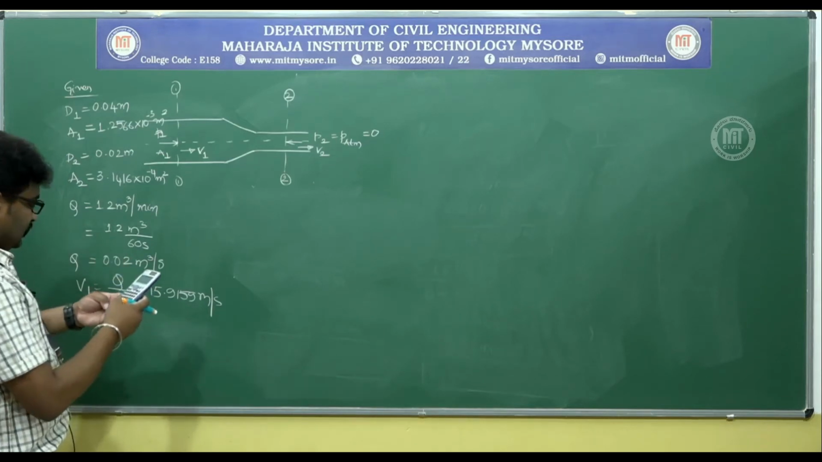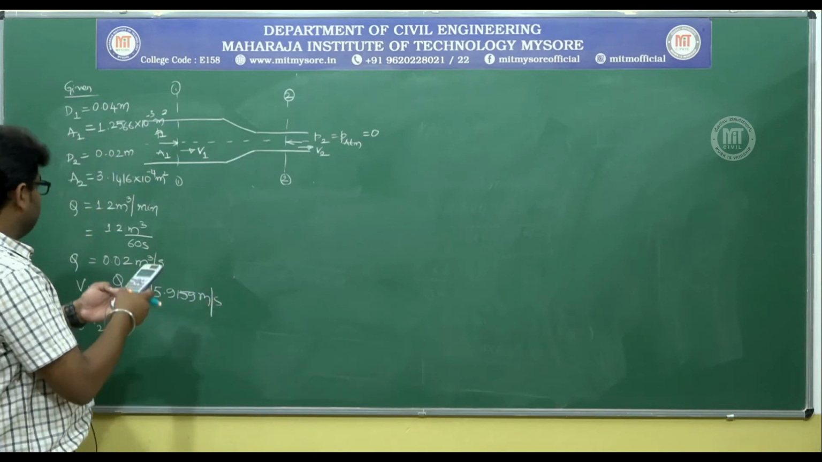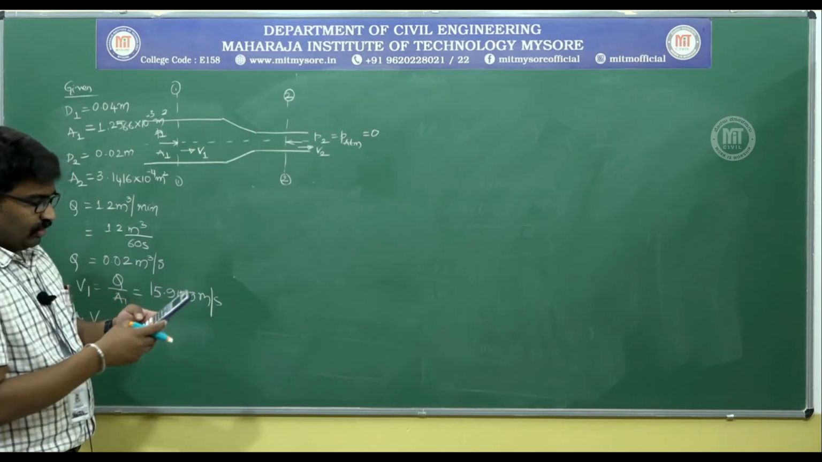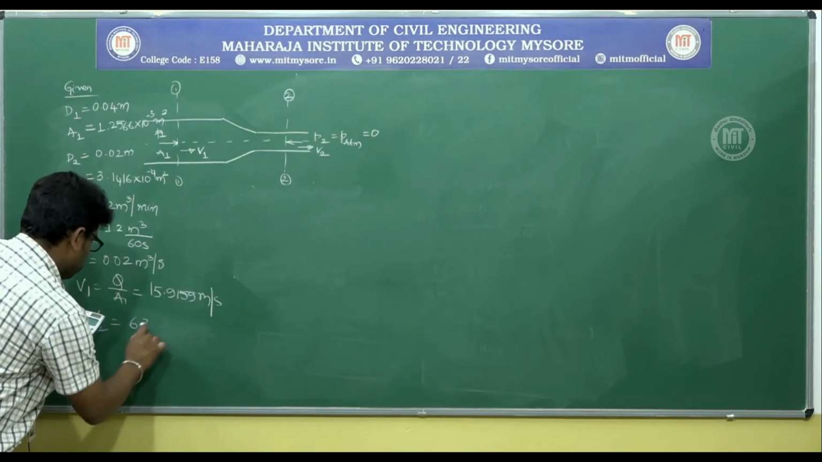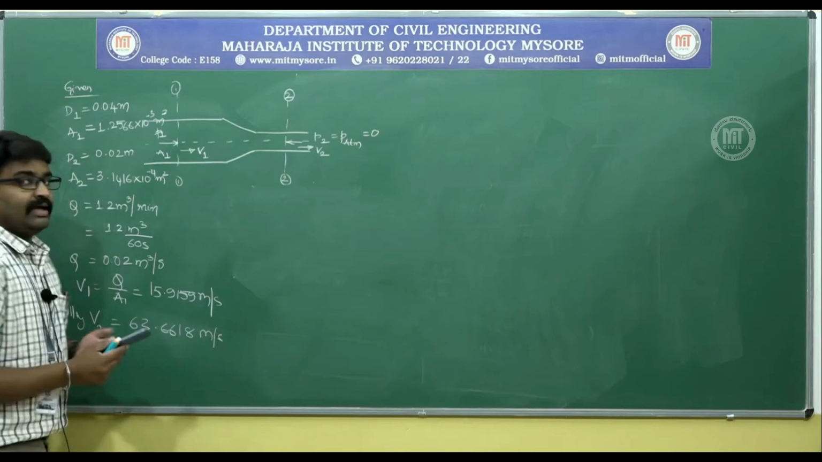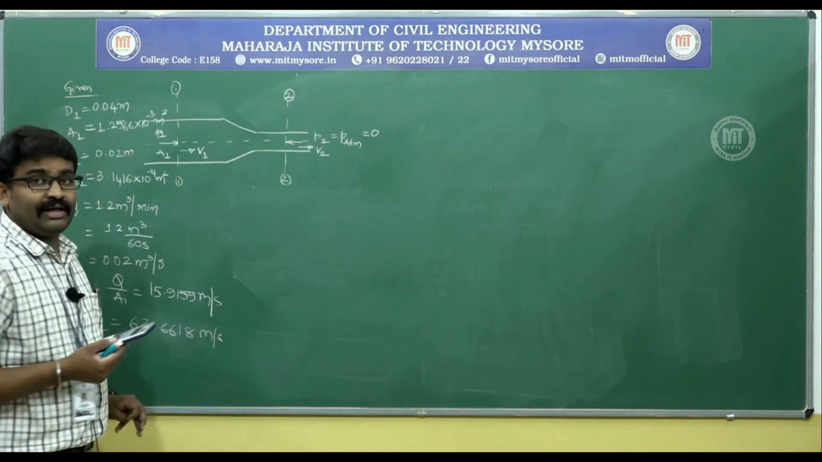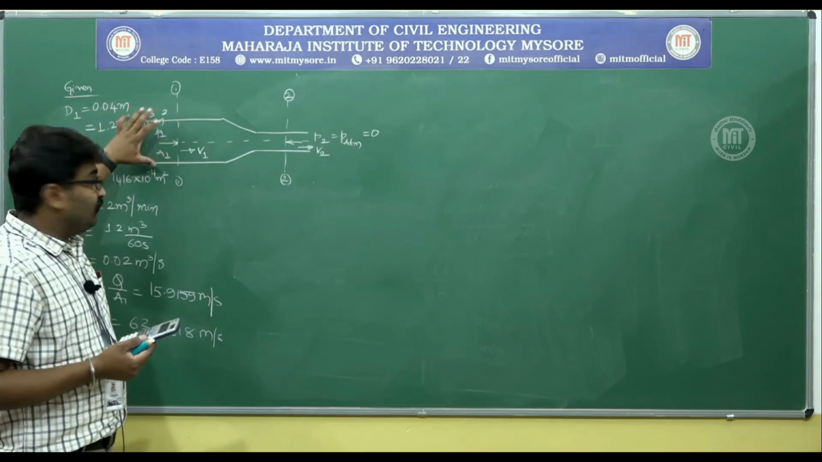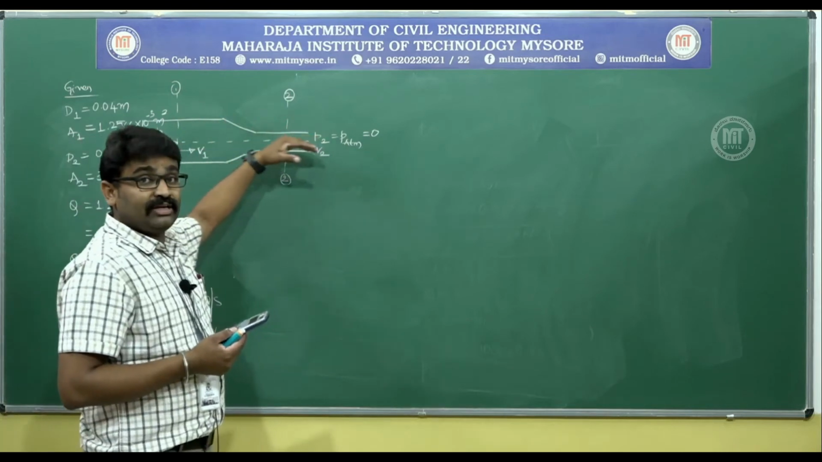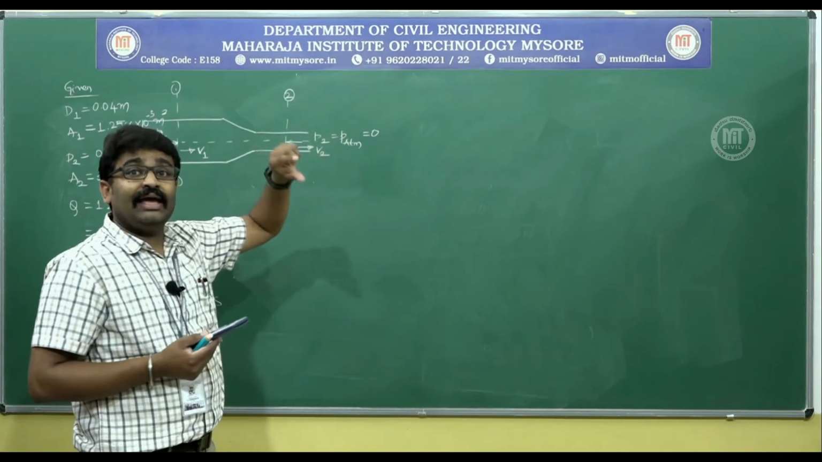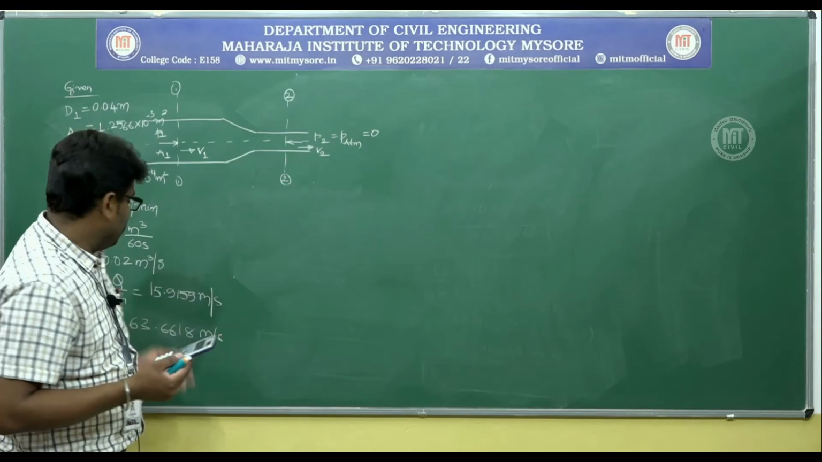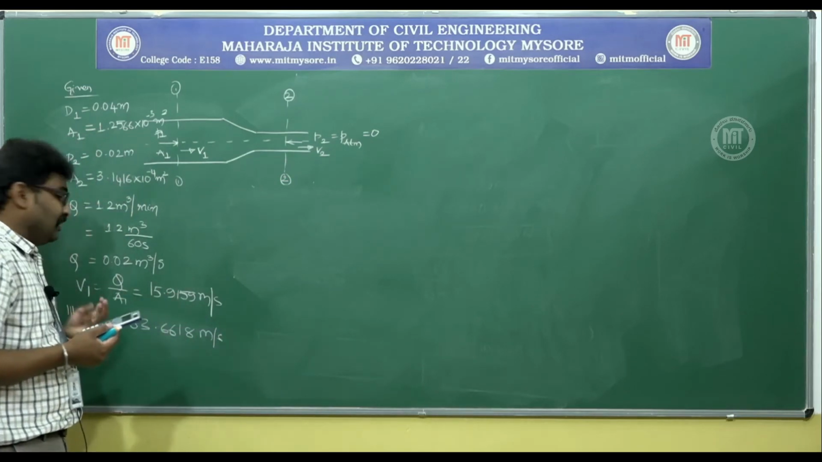Once I get V1, similarly V2 must be equal to Q by A2. Q is 0.02 divided by A2, which is 3.1416 into 10 power minus 4. That means you have V2 equal to 63.6618 meter per second. Again you can cross verify why V2 is greater than V1. V1 is the velocity of flow in the pipe, which has a higher diameter, whereas V2 is the velocity of flow in the nozzle, which has a lower diameter. That means when the area is decreased, velocity automatically increases, and that is reflecting in the calculation of V1 and V2.